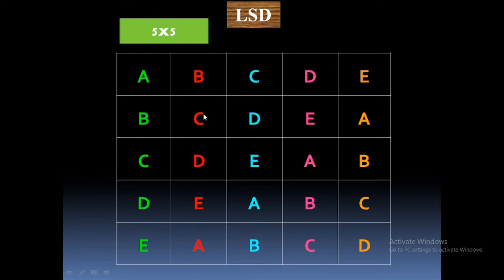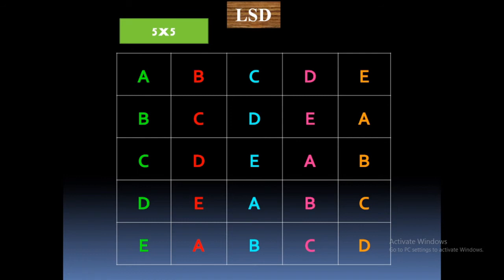Second column, treatment B occurs only once. See, second row, B only once. Third row, C only once. Third column, C only once. See, likewise, these 5 treatments A, B, C, D, E occur once in a column, once in a row. Okay. So column, row, treatments all are equal. That is the important design of Latin square design.